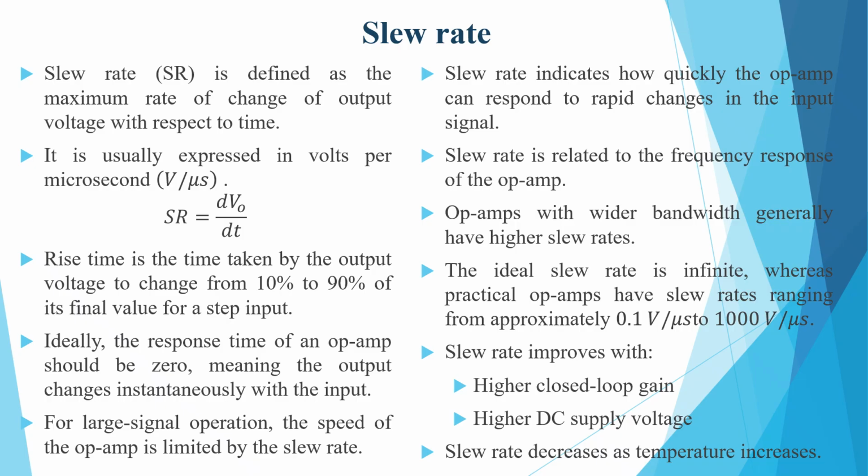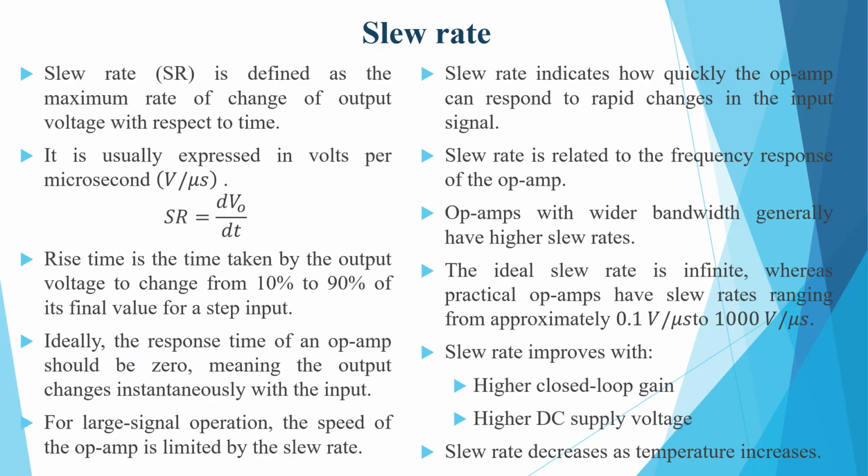Next important AC characteristic is slew rate. This determines how fast the output voltage can change. Mathematically, slew rate is the maximum slope of the output voltage waveform. Slew rate is equal to dV0 by dt. The unit of slew rate is volts per microsecond.